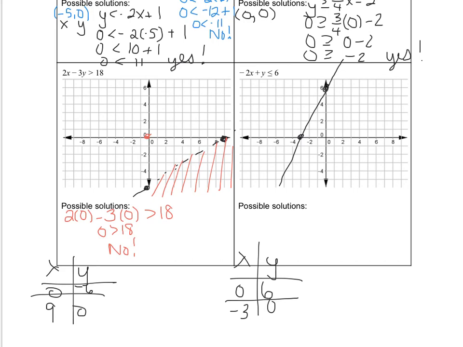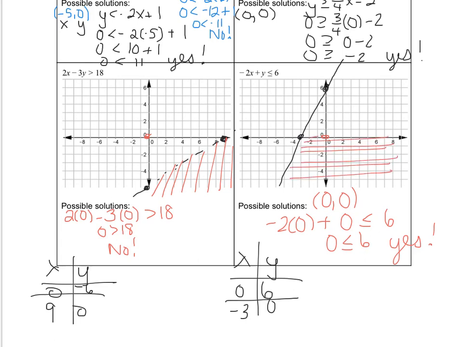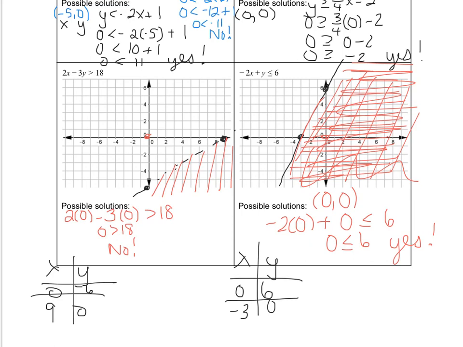Now I'm going to choose my test point here. I'm going to test 0, 0. It's my favorite point to test. So I've got negative 2 times 0 plus 0 is less than or equal to 6. Negative 2 times 0 plus 0 is just 0. Is 0 less than or equal to 6? Yes. So that means I want that to be a solution. So I shade in that side. And that means any point that's on this side of the line is a solution to this inequality.